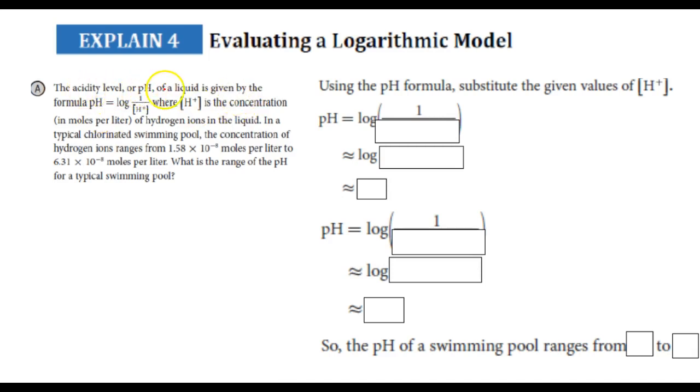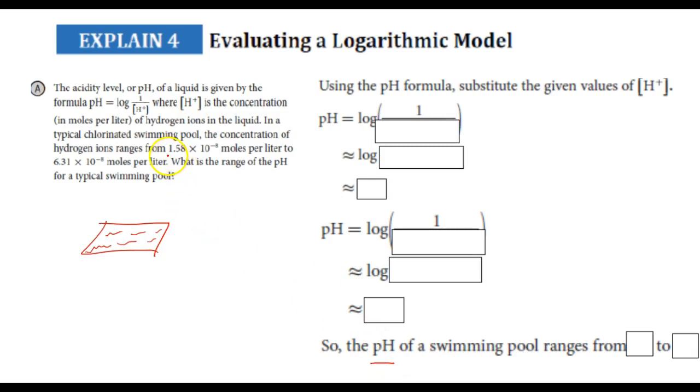The acidity level, or pH level of a liquid, is found by taking the log of 1 divided by the H plus, or its concentration in moles per liter of hydrogen ions. In a typical chlorinated swimming pool, they keep chlorine in it to keep it clean, even though a bunch of people use it. Well, there's a concentration of ions of about 1.58 times 10 to the negative 8 power, and they're trying to compare these two and see what the range is as far as pH level goes.